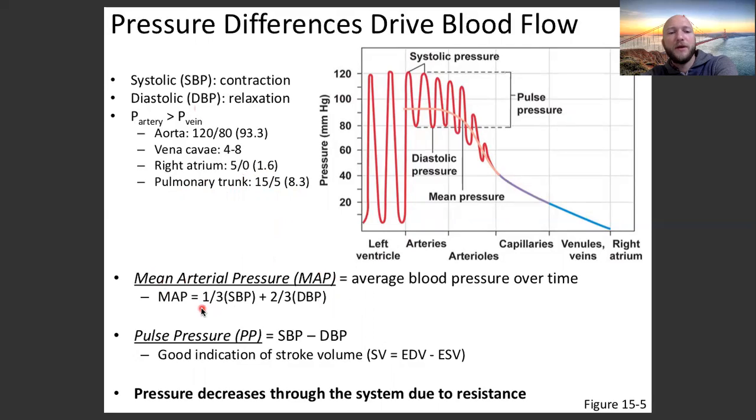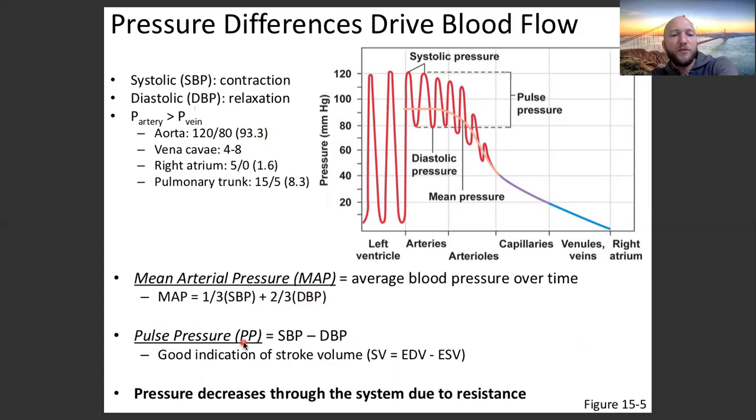At rest, about 1/3 of the cardiac cycle is the systolic phase. So we've got 1/3 systolic blood pressure plus 2/3 diastolic blood pressure. So if you're given 120 over 80, what's the MAP for somebody with a blood pressure of 120 over 80? Well, it's 93.